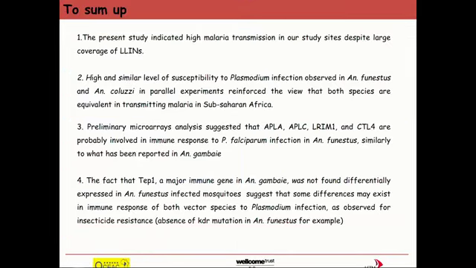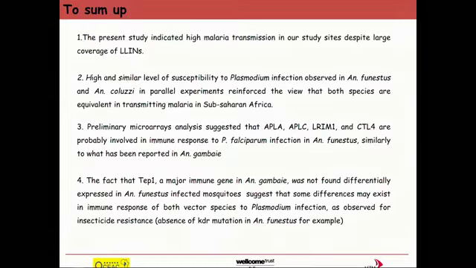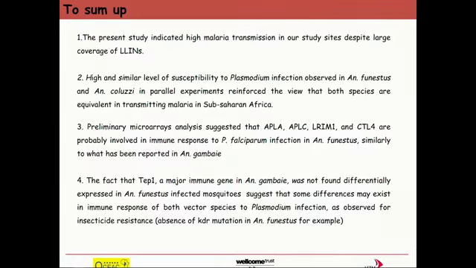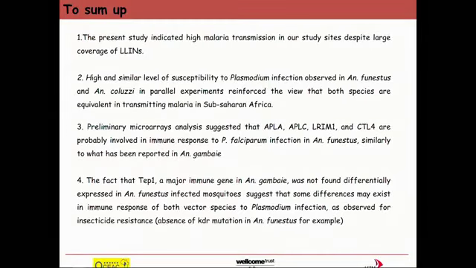So to sum up our study, we can say that the present study indicated high malaria transmission in our study site, despite high coverage of long-lasting insecticide-treated nets. A high and similar level of susceptibility to Plasmodium infection was observed in Anopheles funestus and Anopheles coluzzii in parallel experiments, and this reinforced the view that both species are equivalent in transmitting the malaria parasite in sub-Saharan Africa.